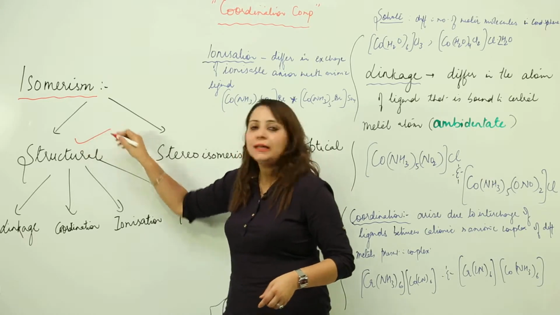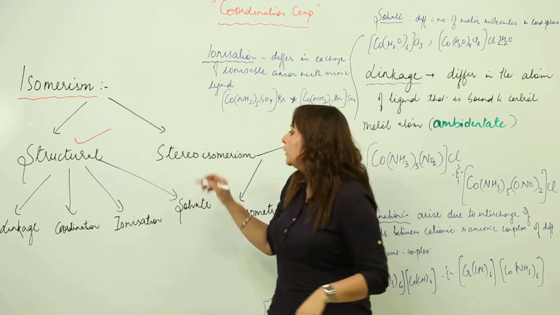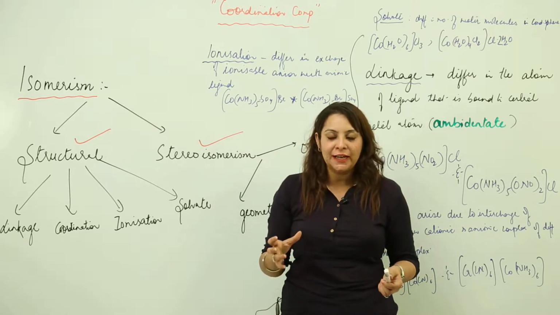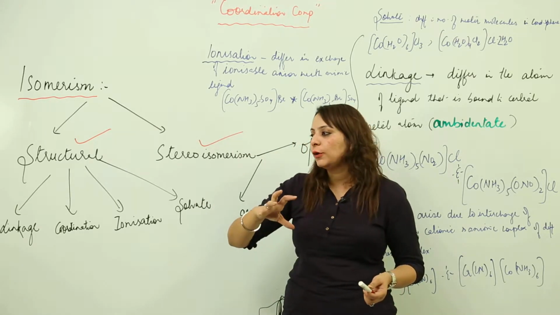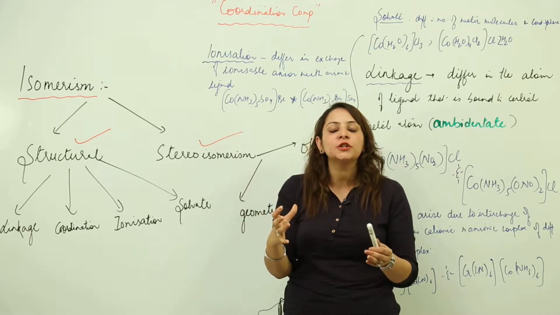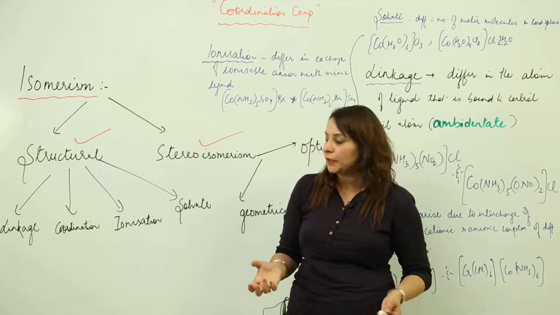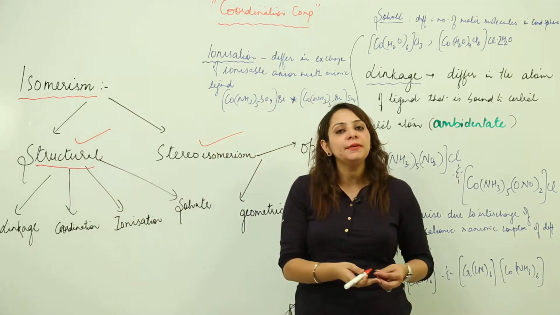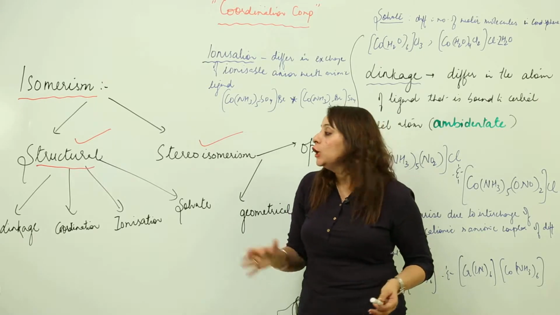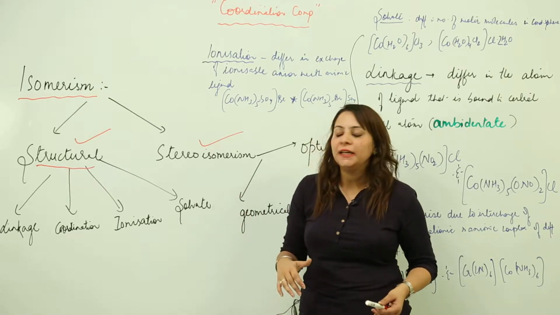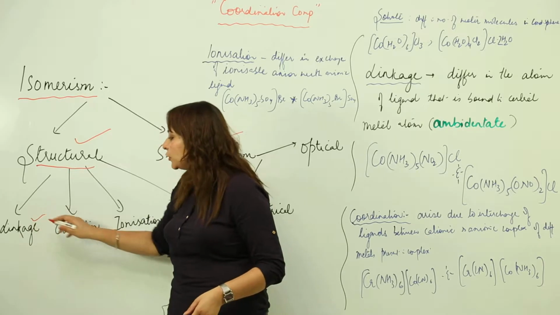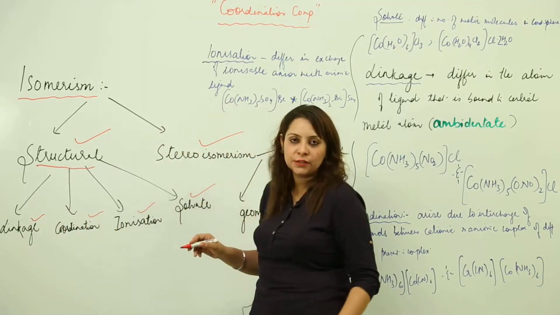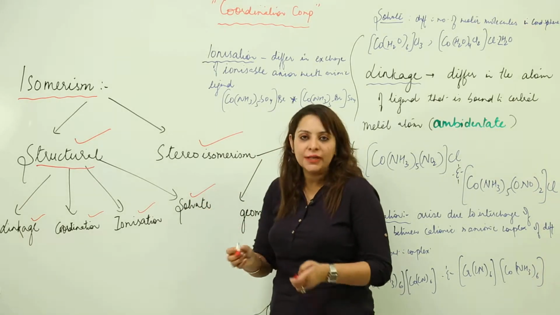One is structural, meaning a different bonding pattern, and one is stereoisomerism, that is, a difference in the spatial arrangement. That means the atoms, or members of the compound, show a different kind of spatial arrangement. First we will start with the structural one, which means they have the same chemical formula but a different bonding pattern. Here it is subdivided into many categories. We have linkage isomerism, coordination isomerism, ionization isomerism, and the solvate one. Solvate is also called hydrate isomerism.